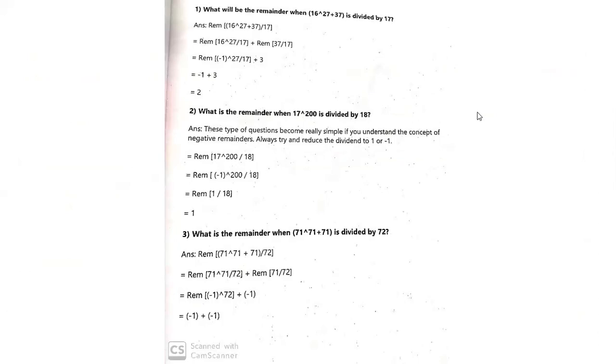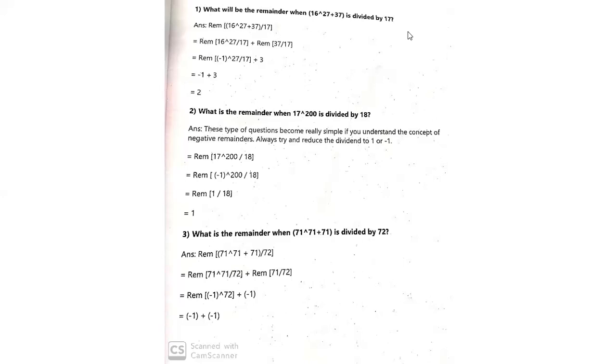The first question is: what is the remainder when 16 raised to the power 27 plus 37 is divided by 17? The method is quite simple. First of all, we are writing it separately: remainder of 16 raised to the power 27 divided by 17, plus remainder of 37 divided by 17. For 37 divided by 17, 17 twos are 34, remainder is 3. And 16 is just one short of 17, so I've written minus 1. What is minus 1 raised to power 27? Minus 1. So minus 1 plus 3, remainder would be 2.